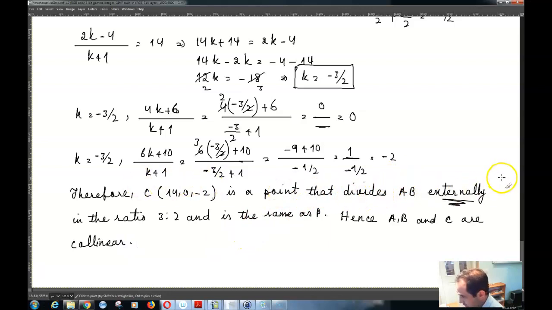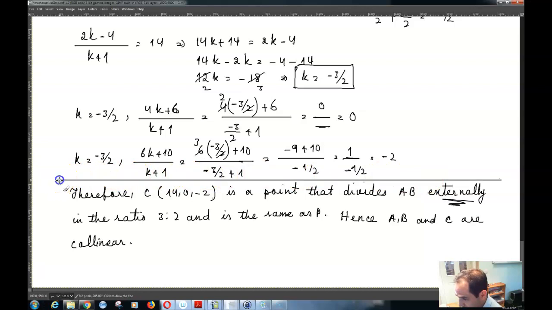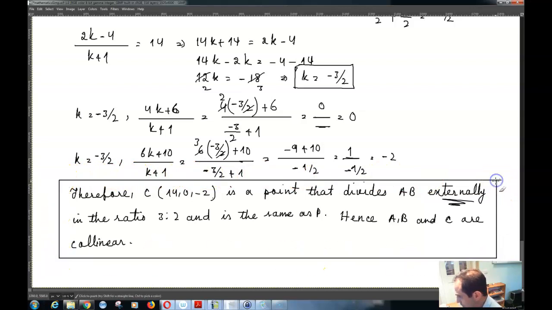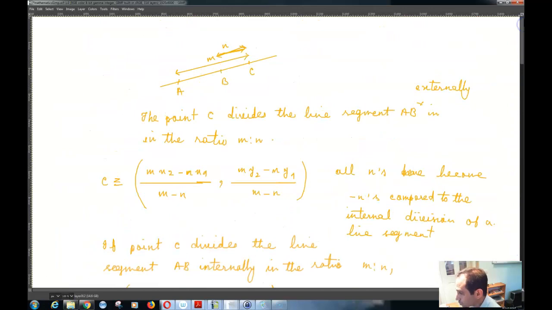So this is the kind of statement that contains no ambiguity. When you say something, it has to be clear, concise, without any ambiguities. Now about this point that says externally, this is also important and you need to pay attention to it. So I used the formula that we used for internal division, and I set the ratio as k to 1, right?